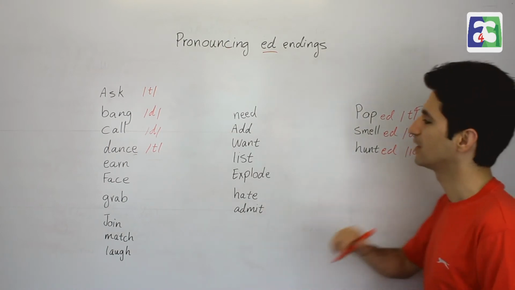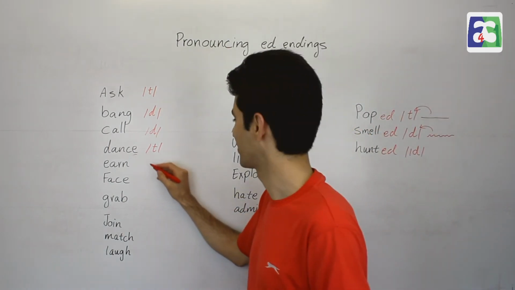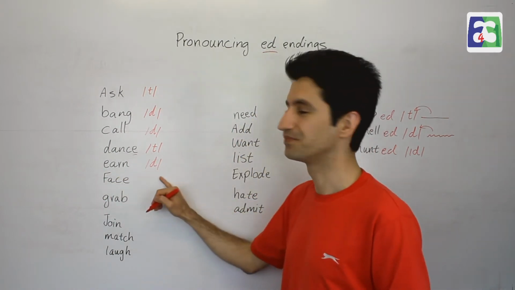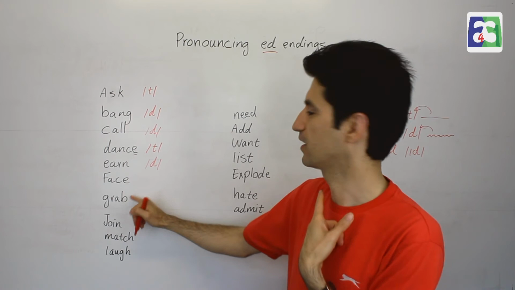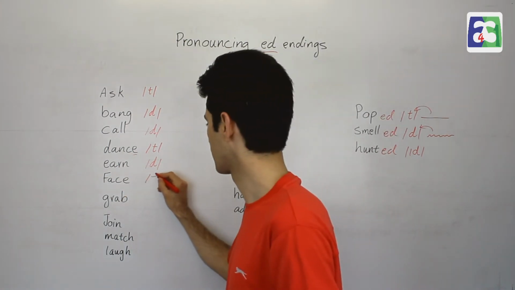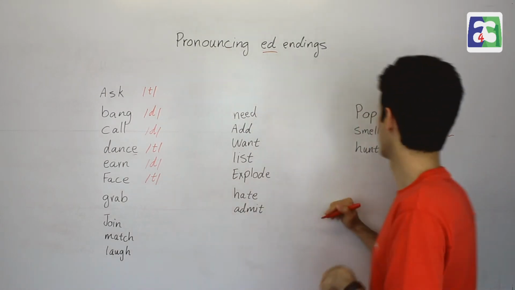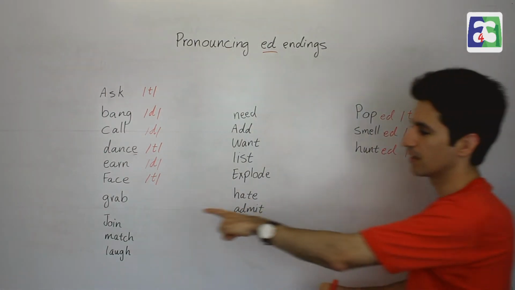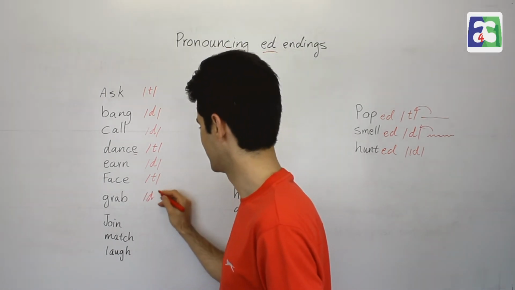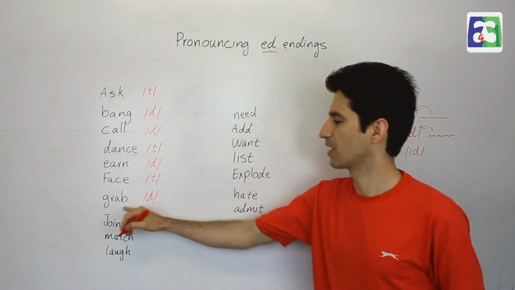Because it vibrates, the ed at the end is pronounced this way: D. Earned, earned. The same thing, face. Again, I have the S sound like this. There is no vibration, so T. Grab: d, d, d. It vibrates. D. Grabbed, grabbed.